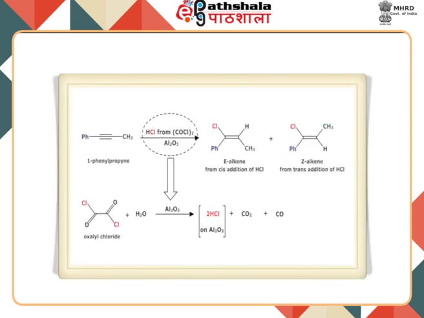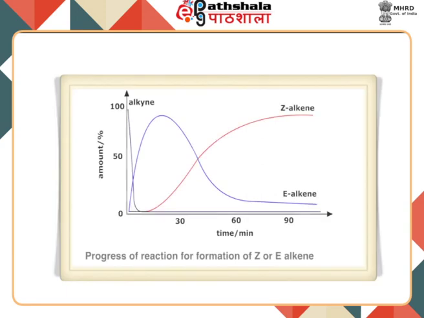When HCl is added to alkynes, it gets converted to an alkene. The E-alkene is formed faster and is known as the kinetic product. The Z-alkene is more stable and is known as the thermodynamic product. The HCl used for the reaction can be generated using oxalyl chloride in alumina. The progress of reaction for formation of Z or E-alkene is shown in this diagram, and we can see the percentage of Z-alkene increases with time.